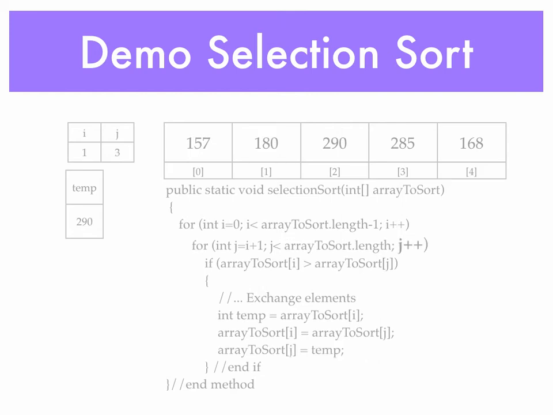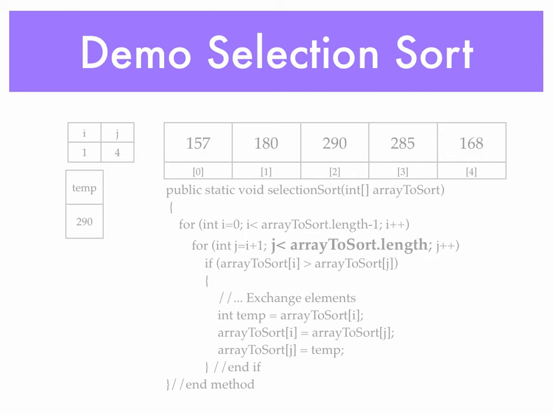We'll increment j. J now has a value of 3. Is j less than length? Yes, it is. We ask, is what we find in position I, which has a value of 1, in position I is 180, is it greater than what we find in position j? J is a value of 3. In position 3 is 285. It's not, so we don't go into the block of code. We increment j. J now has a value of 4.